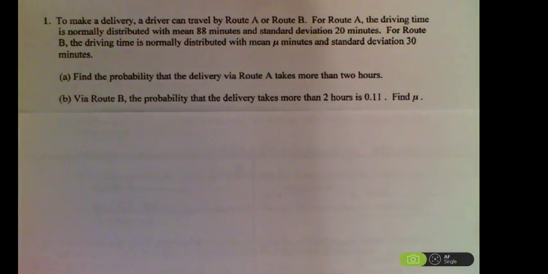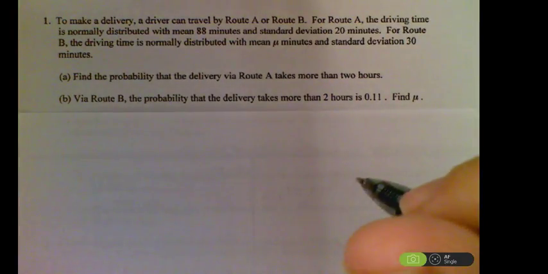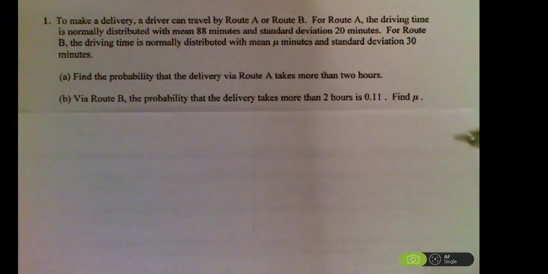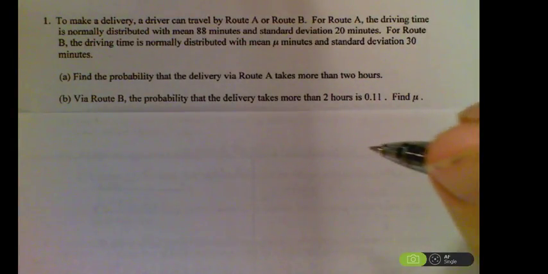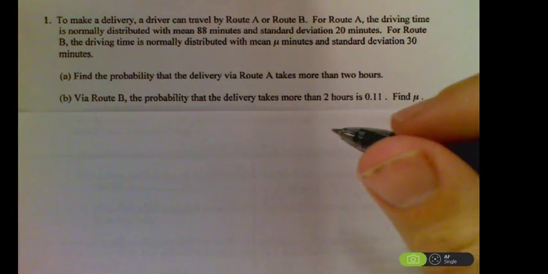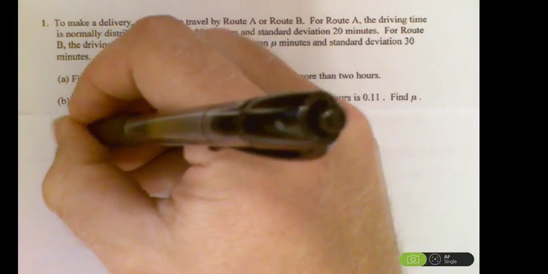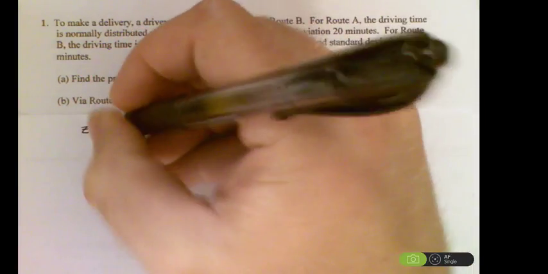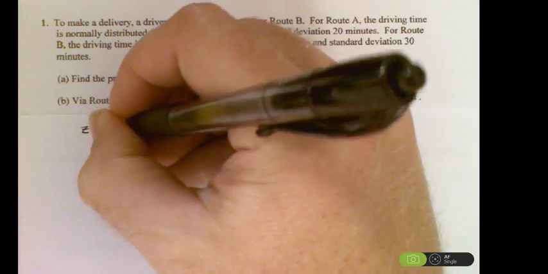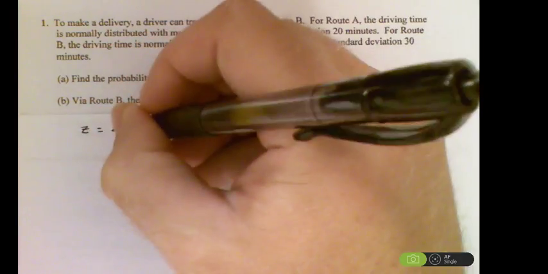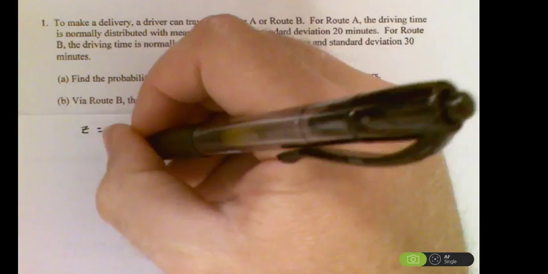Jumping down to part B, for route B, the probability that the delivery takes more than 2 hours is 11%, so find the mean. These are the ones where we have to use our little z-score formula. Since we don't know the mean, we can't jump right into that calculator. We got to use a formula to help us out a little bit. Remember we got the formula that we've seen in our packet a few times: x minus the mean over our standard deviation.